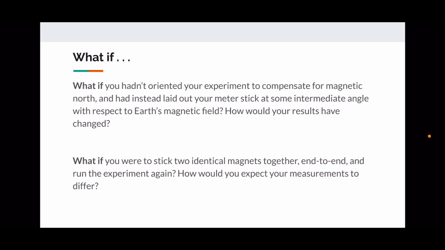And what if we were to stick two identical magnets together end to end and run the experiment again? If we did that, it's estimated that the magnetic field around those two magnets would be roughly doubled. So we would expect our measurements to be roughly doubled as well.